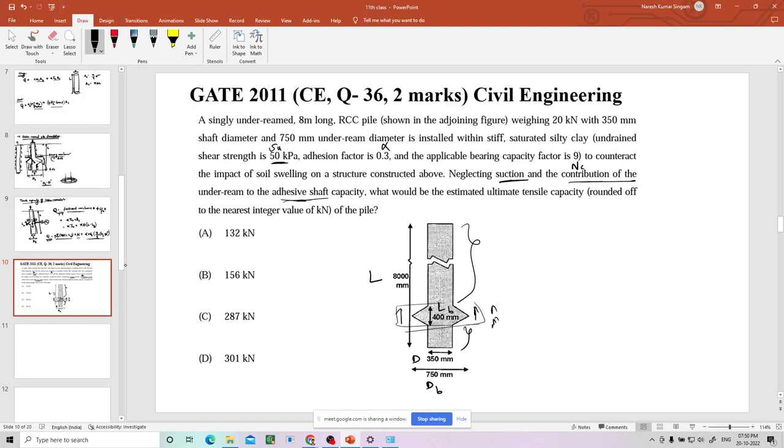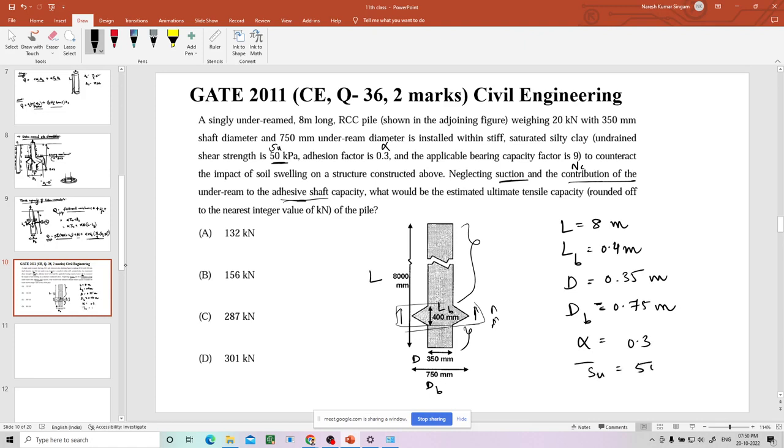So we'll just note down values. You know L is 8 meters. You know LB is 0.4 meter. You know D is 0.35 meter. You know DB is 0.75 meter. And you know alpha is given as 0.3, SU bar or SU equal to 50 kPa. Bearing capacity NC is given as 9.